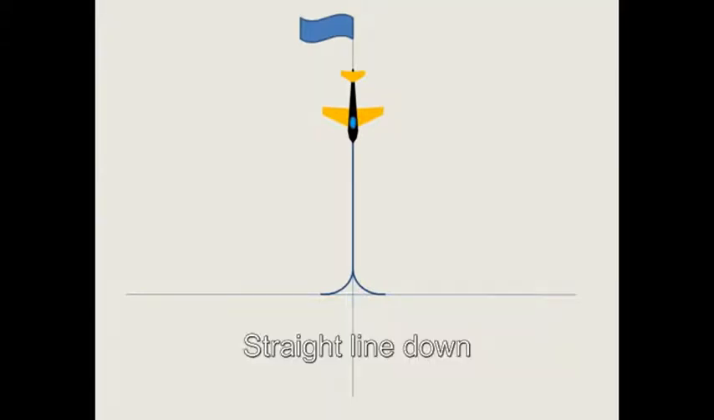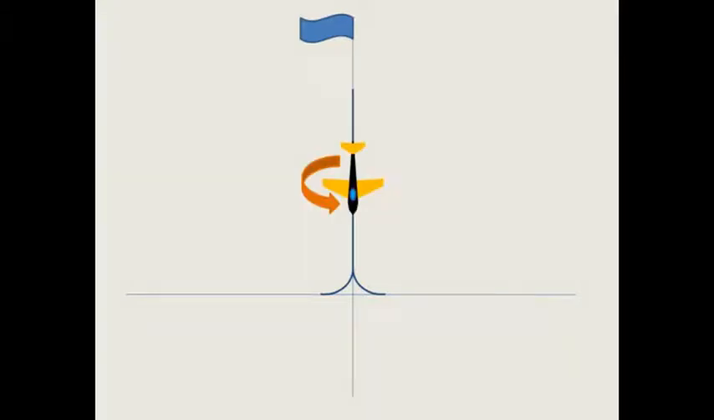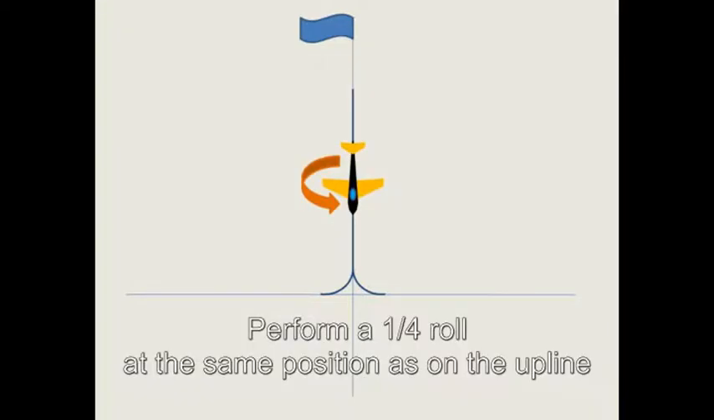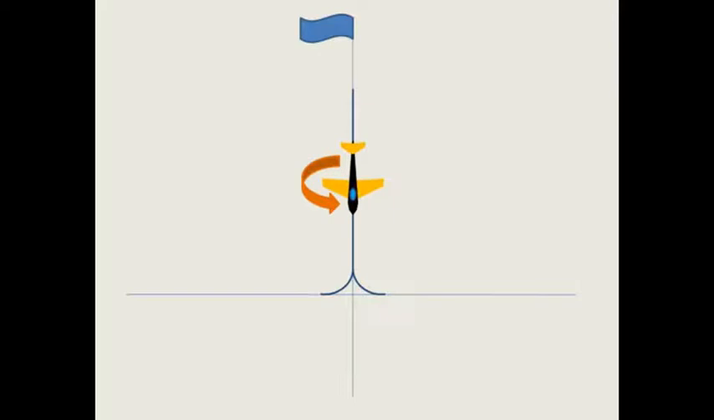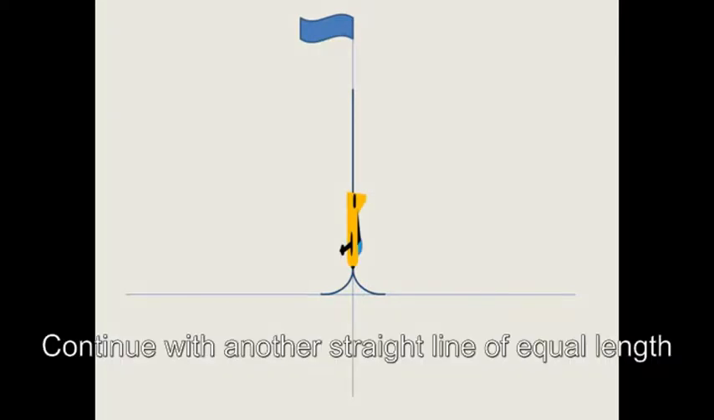Now allow the model to travel in a straight line down. After a straight line, perform a quarter roll at the same position as the quarter roll on the up line. This roll needs to be in the appropriate direction so you can pull the elevator and exit upright. Then continue with another straight line of equal length.